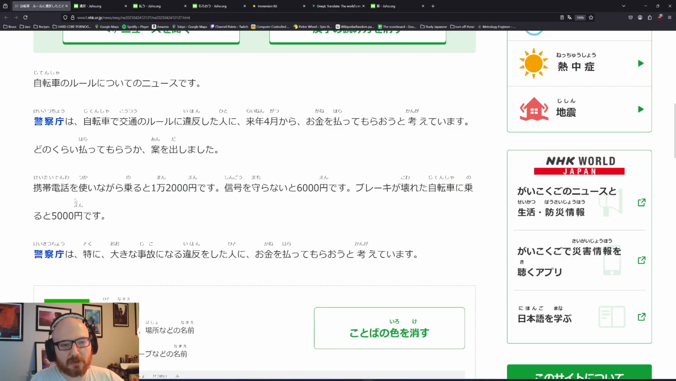So, 携帯電話を使いながら乗ると1万2000円です。Okay, so using your phone while riding will result in a fine of ichiman. So 1 man is 10,000. So 12,000 yen essentially is 120 USD, give or take. We'll see because that's changing constantly.